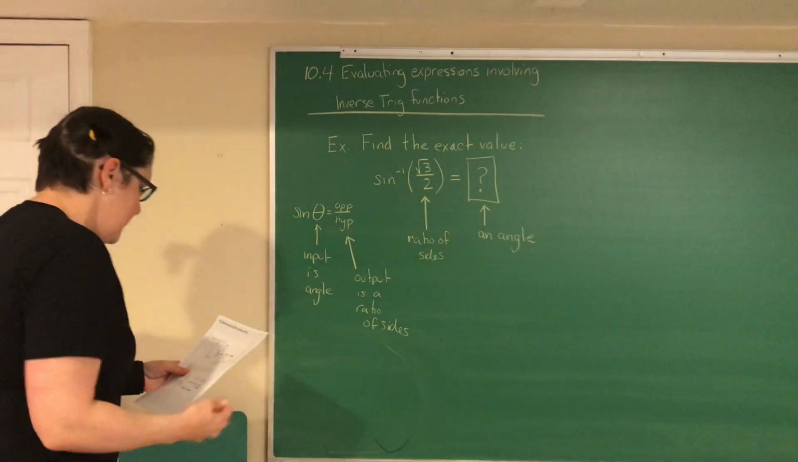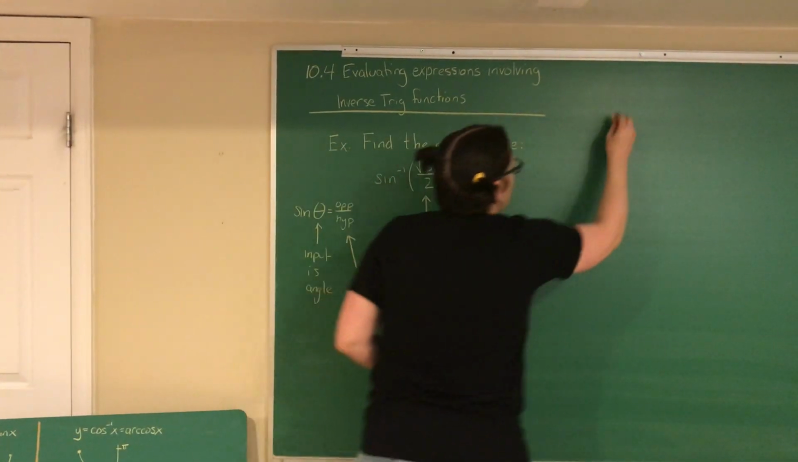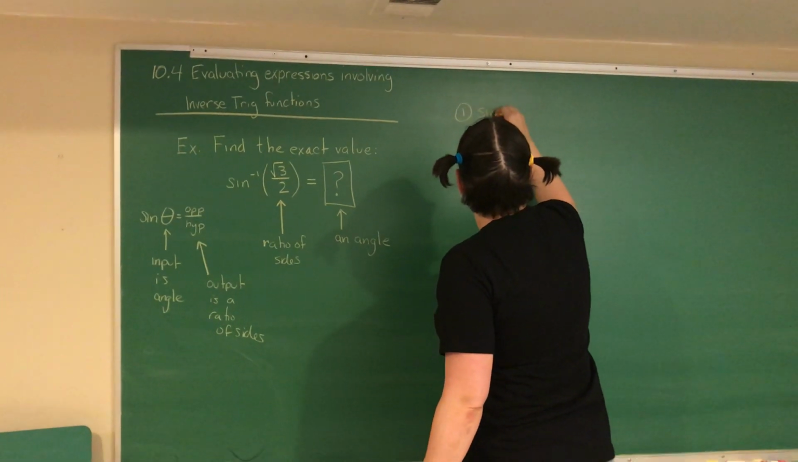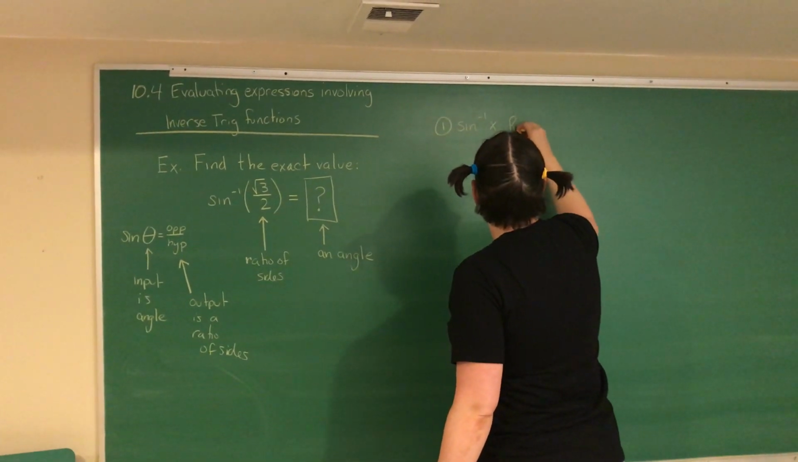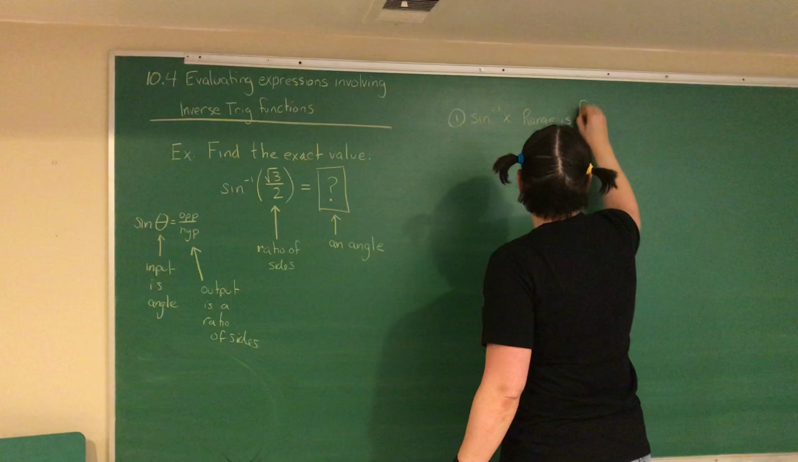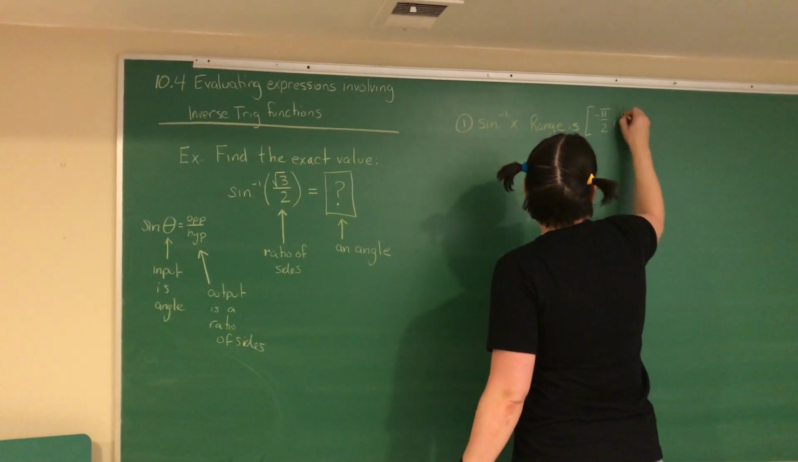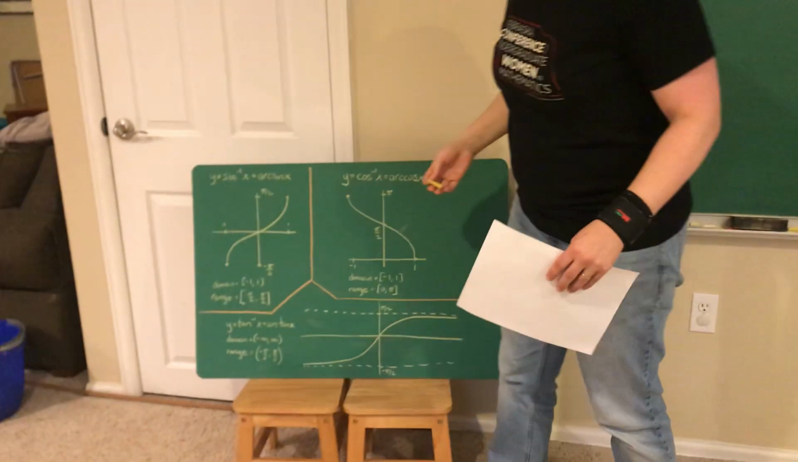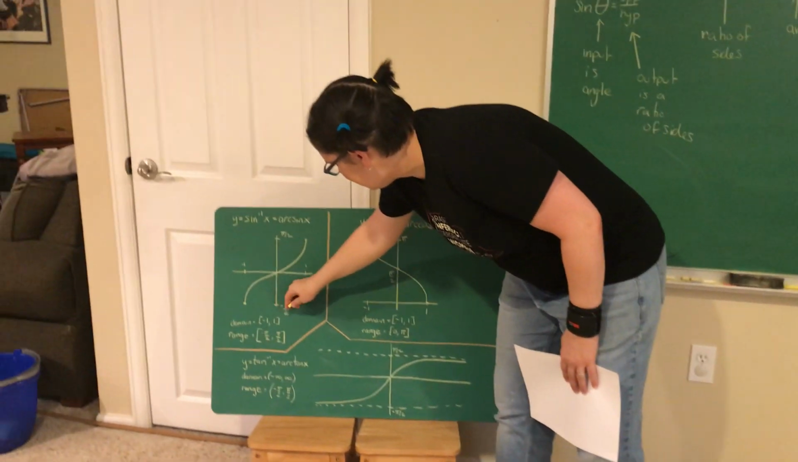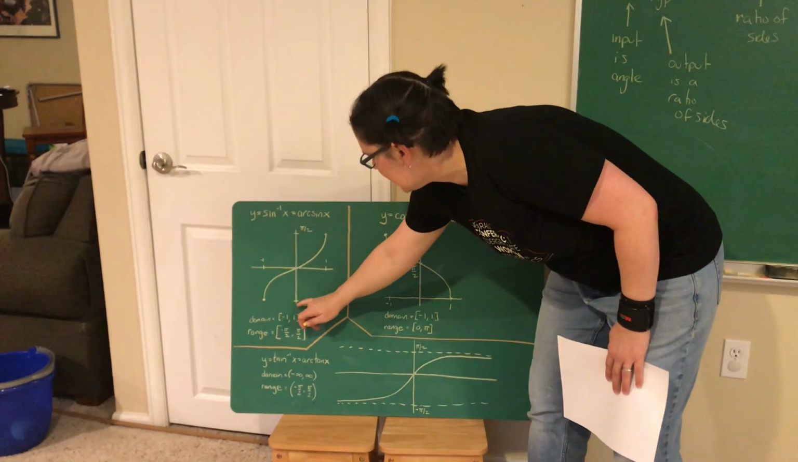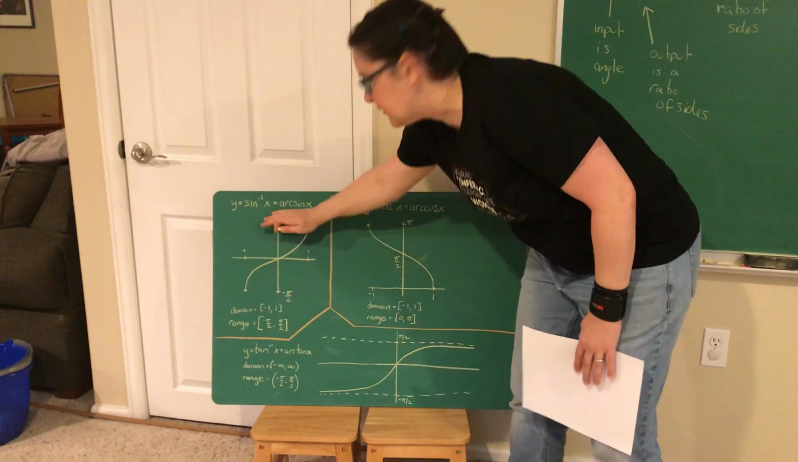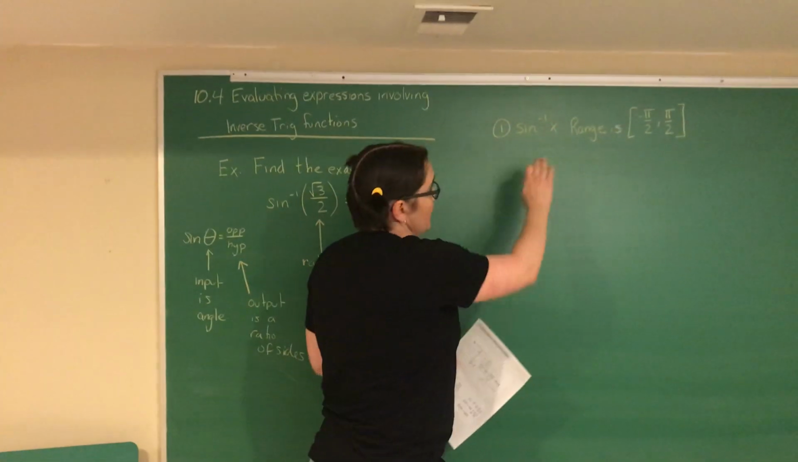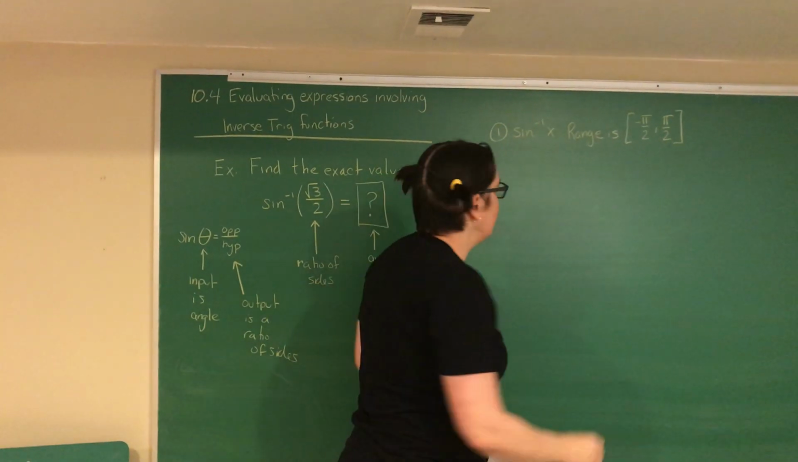Okay, so thinking about some information here, I want to start by thinking about the range for inverse sine. So inverse sine of x, the range is negative pi over 2 up to positive pi over 2. And I can remember that a couple of different ways, but for me, one way to remember it is on this graph of arcsine or inverse sine, the y values go from negative pi over 2 to positive pi over 2.